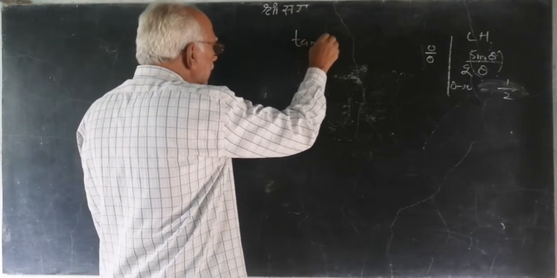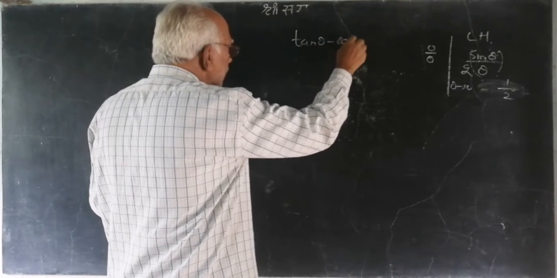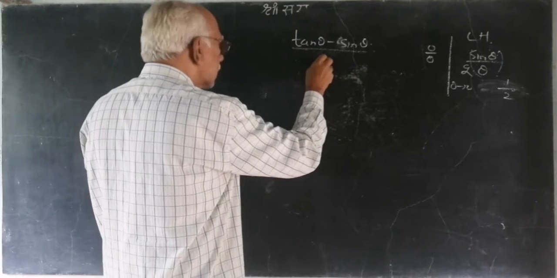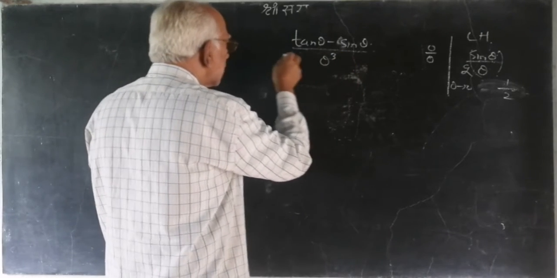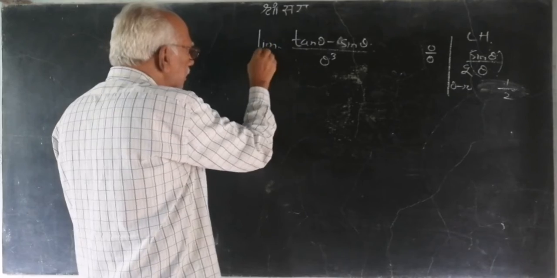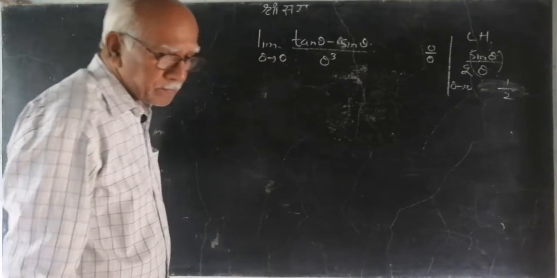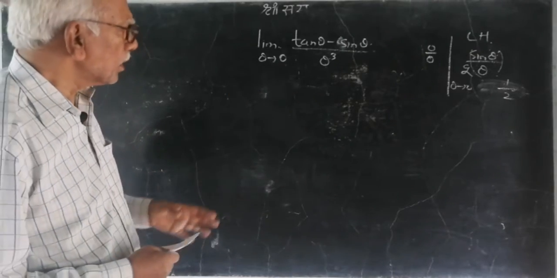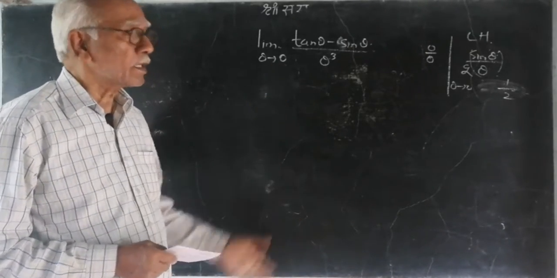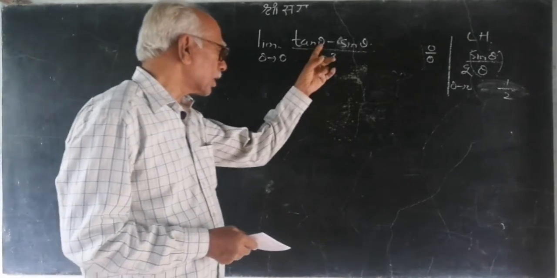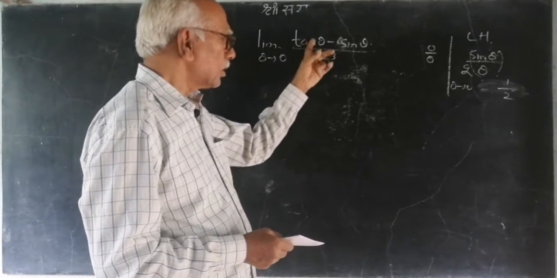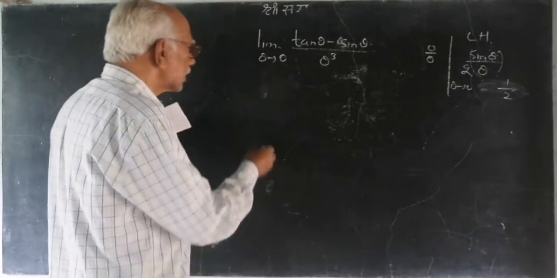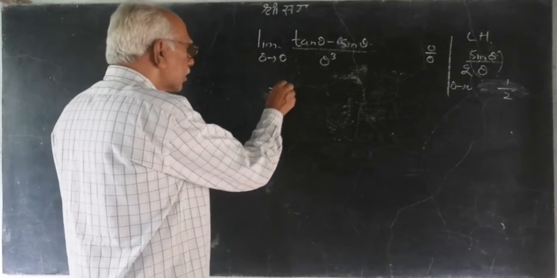So now, the limit of (tan theta minus sin theta) divided by theta cube, as theta tends to 0. Here we will require some simplification, but first let us check whether it is in the 0 by 0 form. Tan 0 is 0, sin 0 is 0, 0 minus 0 is 0, theta is 0, so it is 0 by 0. So simplification is required.